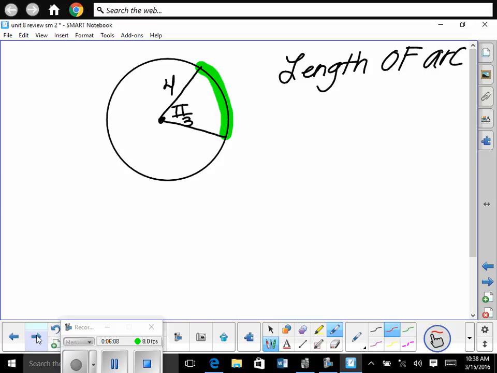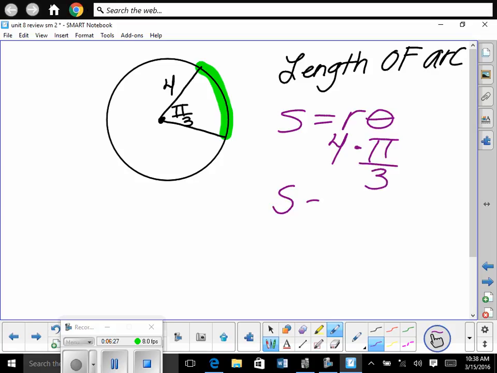So find the length of an arc. What's the formula? Radius times theta. Okay, what's my radius? What's my theta? Pi thirds. No, it's in radians, so isn't that one easy? S is equal to 4 pi thirds over 3, right? 4 pi thirds, that's what I meant to say. Questions? 4.2. So that would be 4.2.